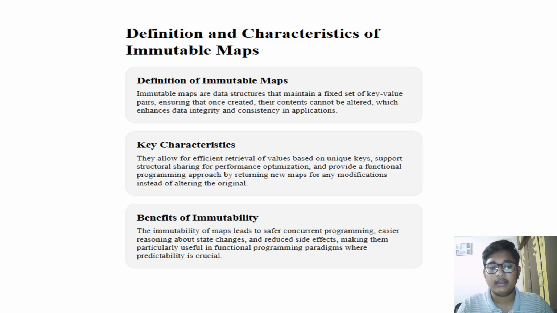Benefits of immutability: the immutability of maps leads to safer concurrent programming, easier reasoning about state changes, and reduced side effects of the copies, making them particularly useful in functional programming paradigms where predictability is very crucial.